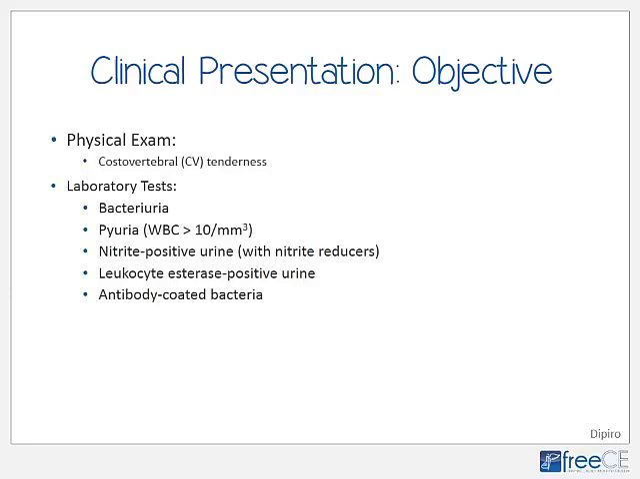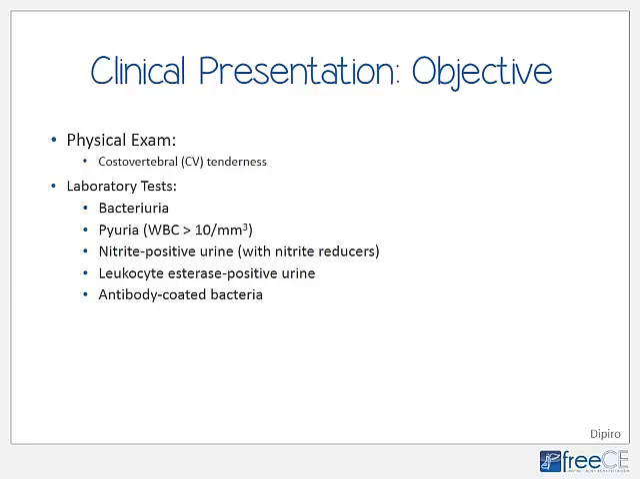You push on their back, in the general location of the kidneys, and in general they will complain of pain when that physical exam strategy is used. So our predominant mechanism for objectively evaluating for a urinary tract infection is with a urinalysis.